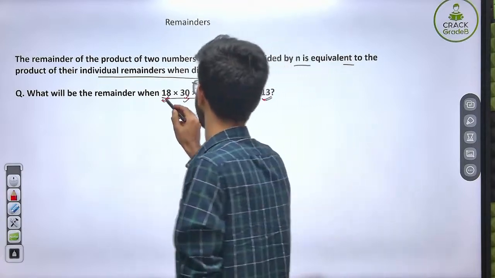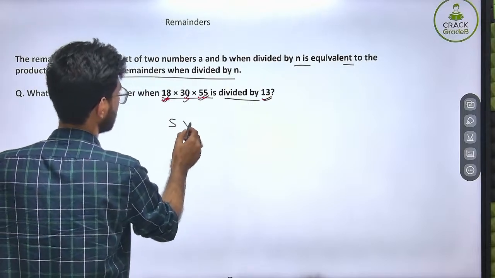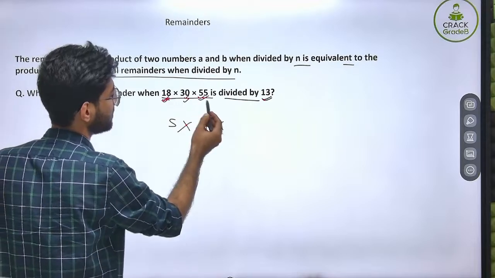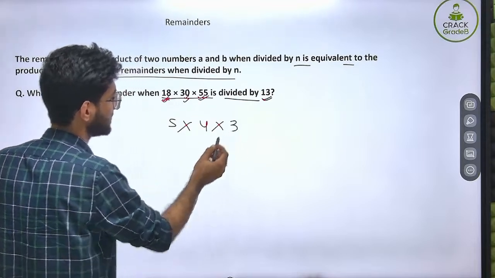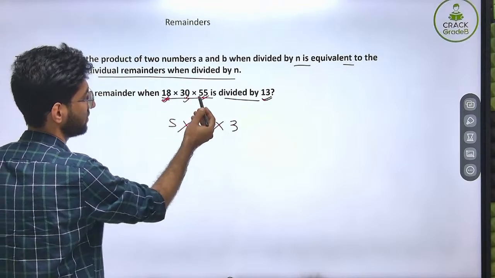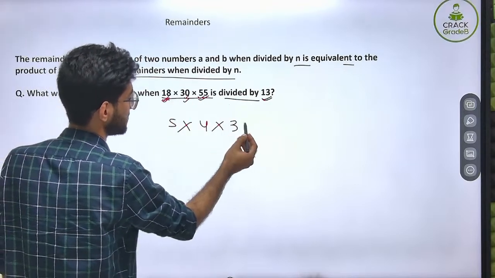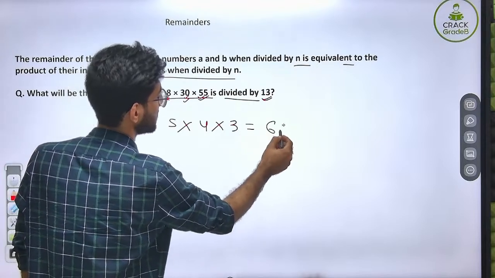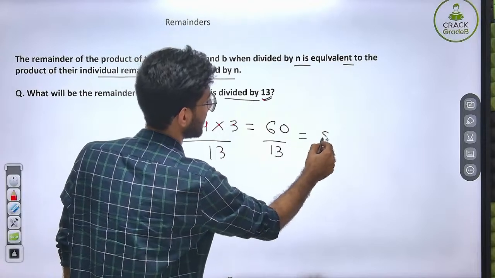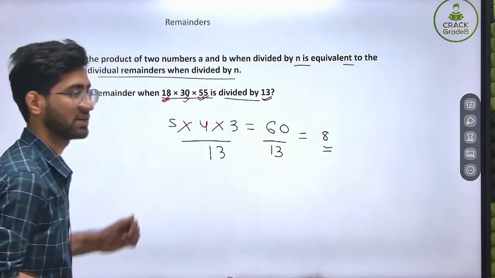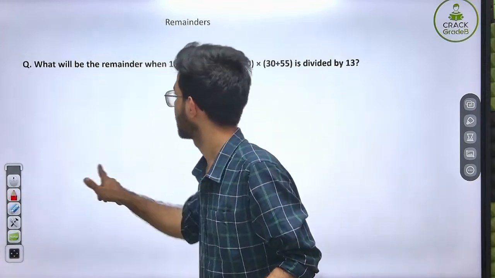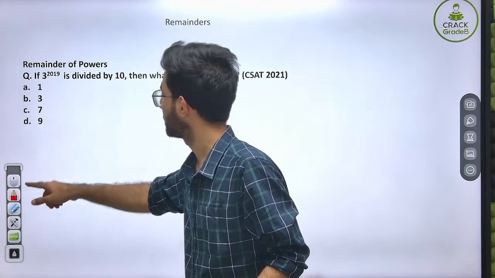If you divide 18 by 13, you get 5. If you divide 30 by 13, you get 4. If you divide 55 by 13, you get 3. 13 into 1 is 13, so 5. 13 into 2 is 26, so 4. 13 into 4 is 52, so 3. 5 into 4 into 3 is 60, and again you divide 60 by 13 and you get 8 as the remainder. So we use this concept to solve the questions of remainders of power.